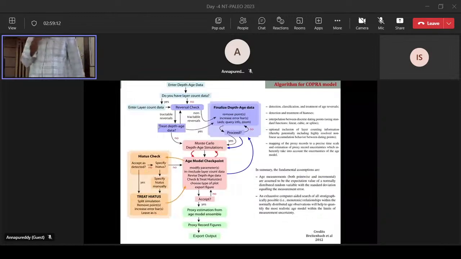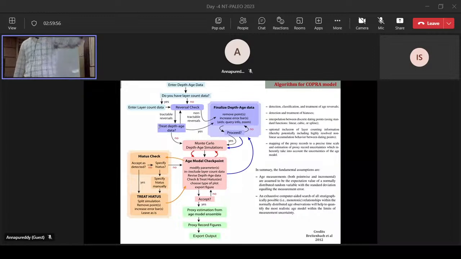Now this is where the algorithm goes. First, you have to enter the depth-age data, which should be in 3 columns. The first column is your depths, then the corresponding ages, and the corresponding uncertainties of two standard deviations. Then it will prompt you for the data set, depth versus the corresponding oxygen isotope or the parameter you have generated, and then it will ask for the layer count data. If you don't have it, this program will still run and give you an age model. If yes, you can give it. If no, it will go to the reversal checkpoint.